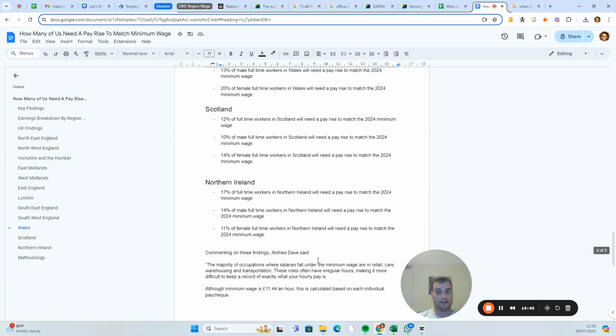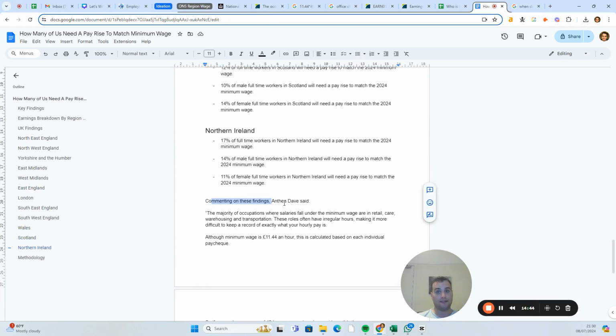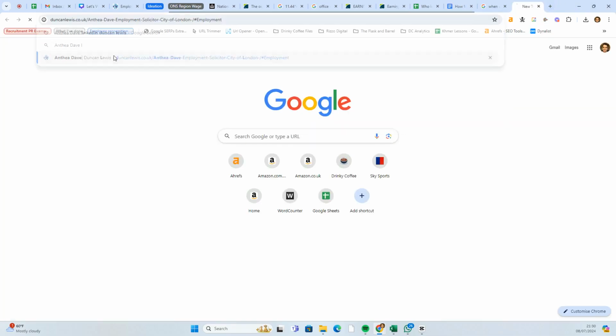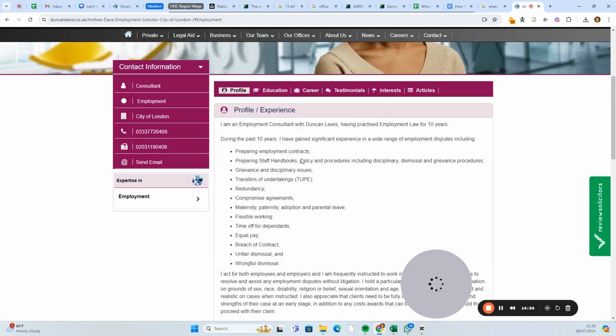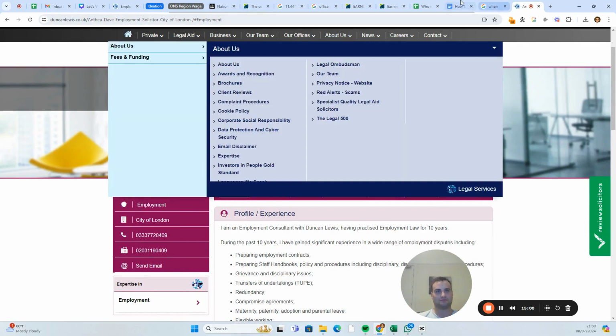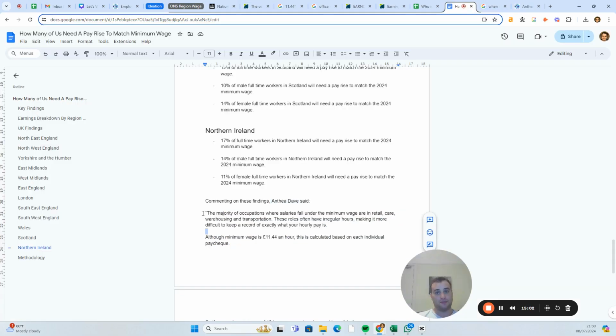And then I've got a comment. So commenting on these findings, Anthea Dave, who is this person, she's like the main employment lawyer at Duncan Lewis, said this: the majority of occupations where salaries fall under the minimum wage are in retail, care, warehousing, and transportation.